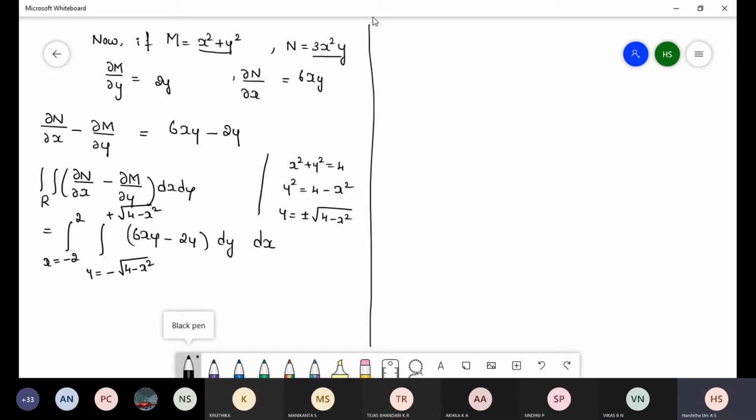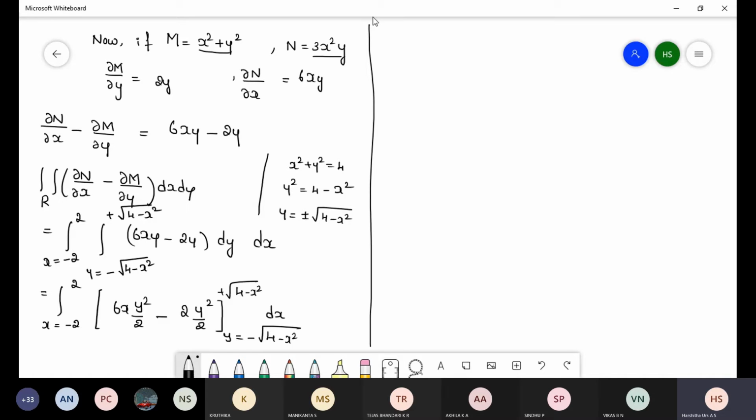Now first with respect to y. First with respect to y we have to do the integration. x is equal to minus 2 to 2. 6x, integration of y is y square by 2, minus 2 into again integration of y is y square by 2. Here y varies from minus root of 4 minus x square to root of 4 minus x square. Here I will write dx as it is. That is equal to x from minus 2 to 2, here 2 ones are 2, 2 threes are 6.